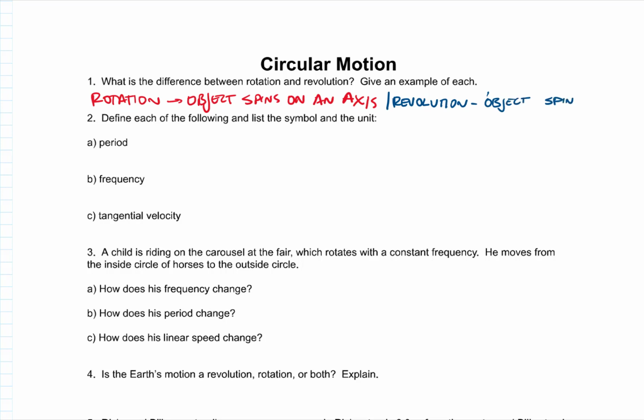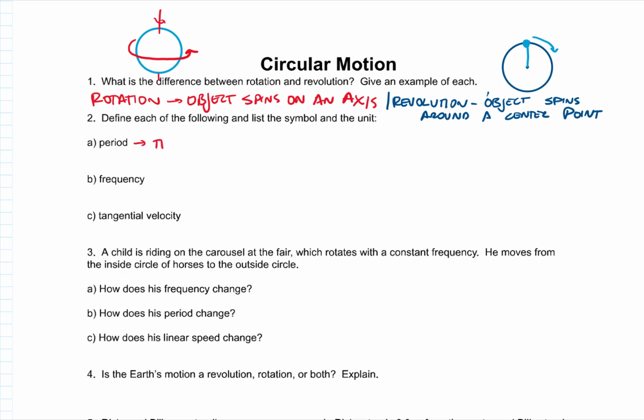that's an object spinning around a center point somewhere. So think of a ball on the end of a string. That ball is doing a revolution. It's revolving around something, whereas a rotation is just on its axis. So the revolution is the ball going around in a circle, and then the rotation is the spinning along its own axis kind of thing.